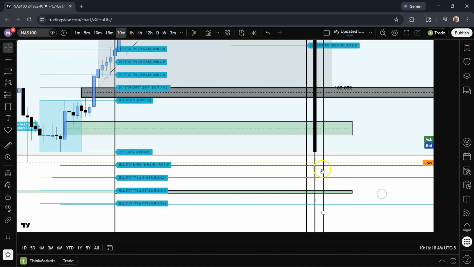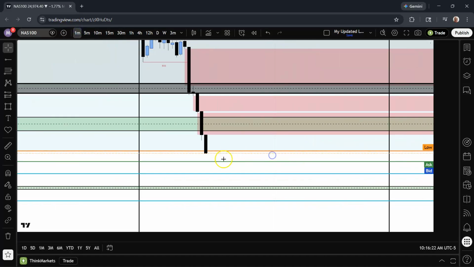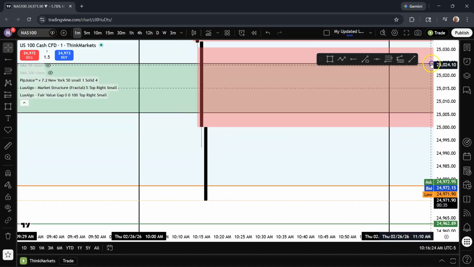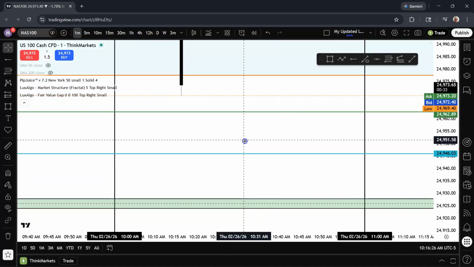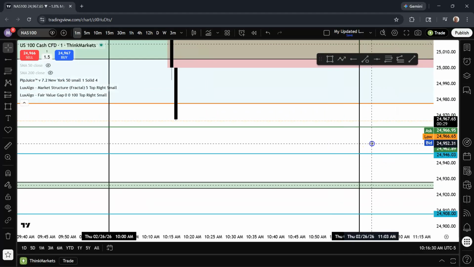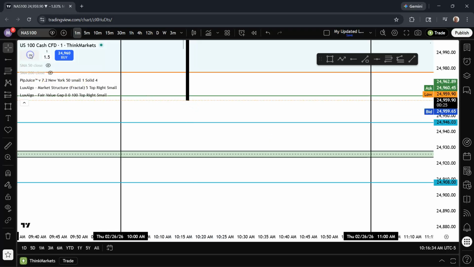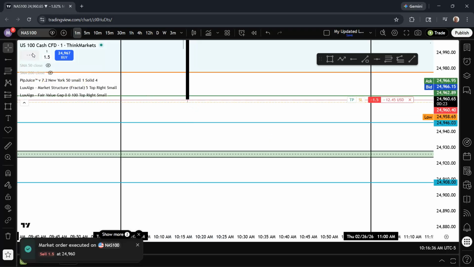Alright, so let's go back to the 1 minute. That green line is the entry. We'll take a trade if it hits that entry. Green line hit. Let's get in. I'm in.